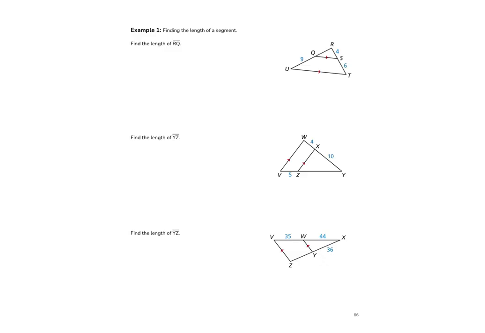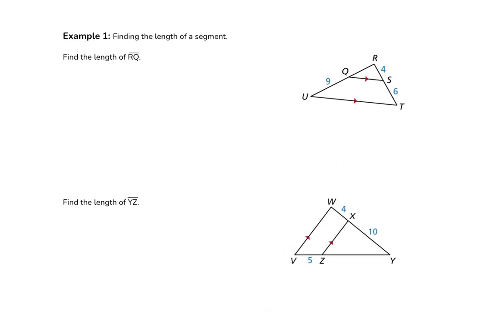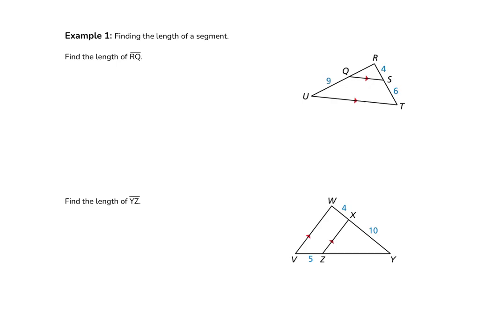Okay, so let's look at a couple of examples here. On this first one, it says find the length of RQ. So it may not always have the length labeled. So in this case, I have an X at RQ or QR. I'm just going to put an X there, and you can put whatever letter you want to, but X is probably our most common letter.